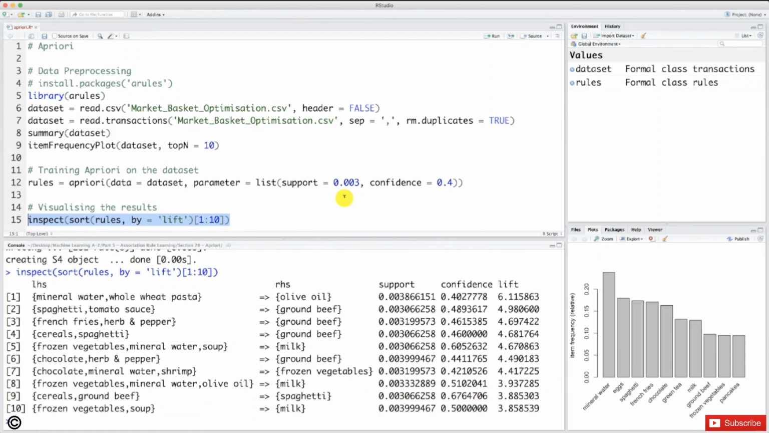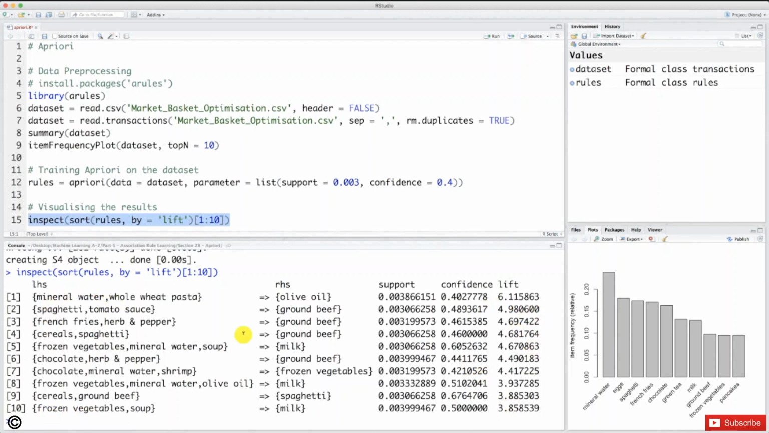And here we go. All right, that's the rules. As I told you, we get very explicit and clear rules. The first rule is, if people buy mineral water and whole wheat pasta, they will also buy olive oil in 40% of the cases. Then the second rule is, if people buy spaghetti and tomato sauce, they will also buy ground beef in 48% of the cases. Then if people buy French fries and herb and pepper, they will also buy ground beef in 46% of the cases. So that's how the rules work. That's how they are presented thanks to this package. And so these are the first 10 rules with the 10 highest lifts.